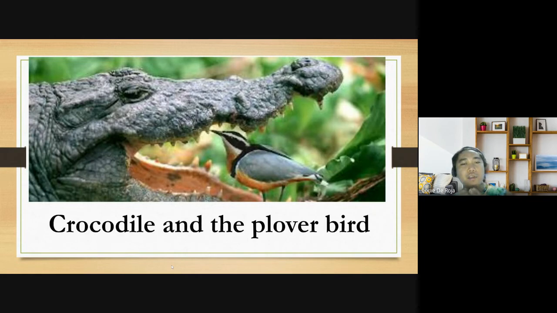For example, the crocodile and the plover bird. Yung plover bird, kinukuha niya yung mga tira-tirang pagkain doon sa ngipin o doon sa bunganga ng crocodile at doon sila nabubuhay. At yung crocodile nagbe-benefit niya kasi lumilinis yung kanilang teeth dahil doon sa ginagawa ng plover bird.